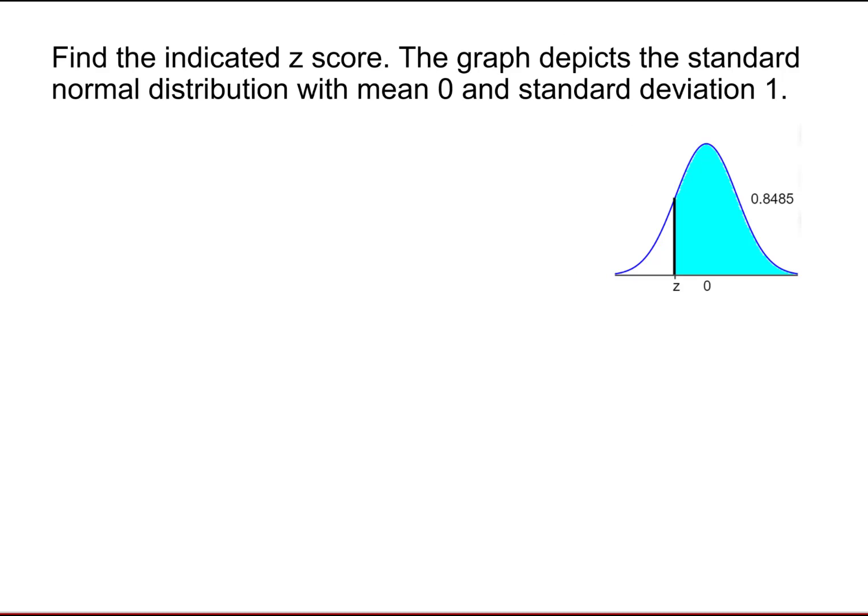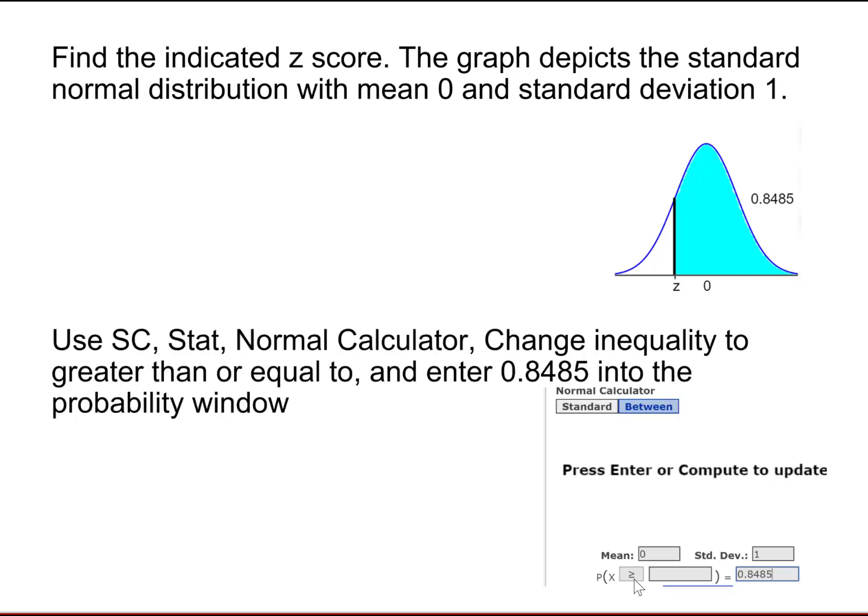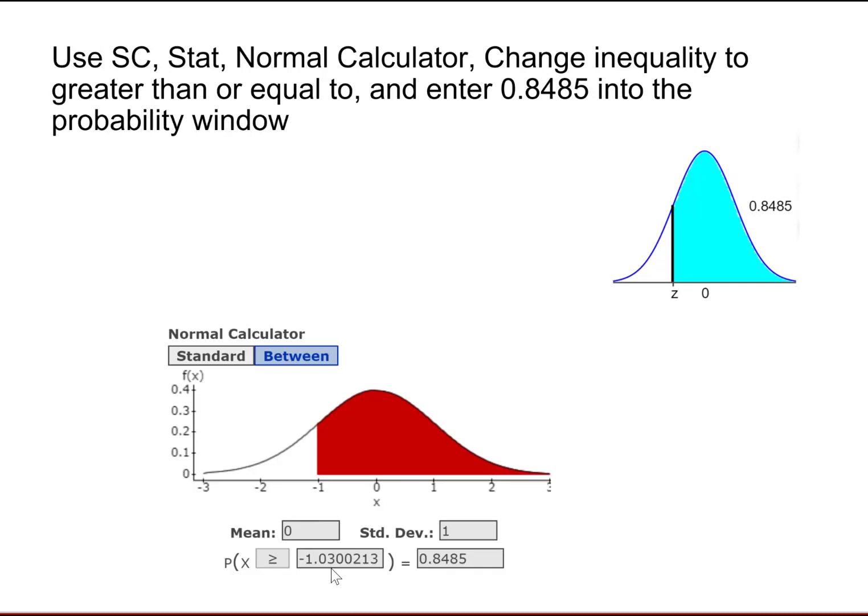Find the indicated z-score. So again, we want to find the z-score that has about 0.8485 probability above it. So again, you're going to use StatCrunch. You want to make sure you change that inequality to greater than or equal to. I put the area in the window on the right-hand side, and then I hit compute, and I'll get the z-score that corresponds. And we notice that this is a negative z-score because we're less than the mean, and the area is greater than 0.5, which definitely, if we write it z equals 0, we would have an area of 0.5. And so our z-score there is negative 1.03.